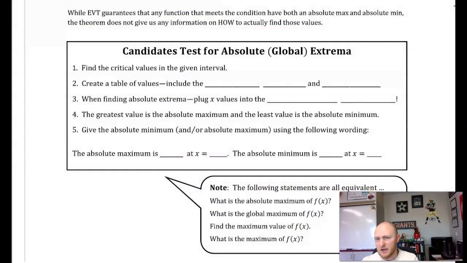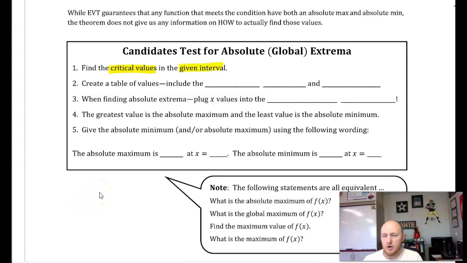Hello, welcome back to this video 5-4, and here we're going to talk about the candidates test, which will help us determine where absolute maximum and minimum values are for a function. So here are the steps in order to find the candidates for the absolute or global extrema. Step number 1, you're going to find the critical values in a given interval.